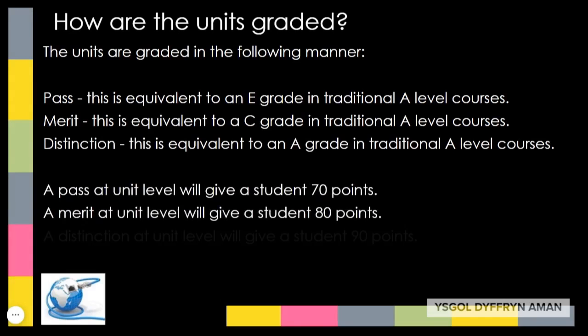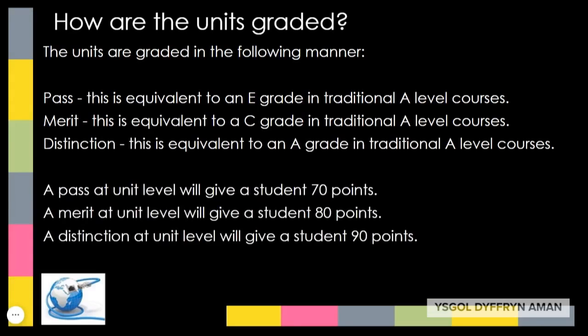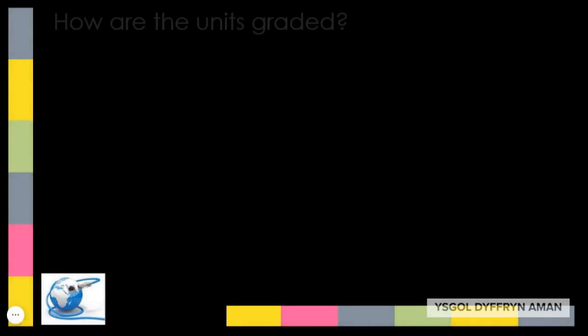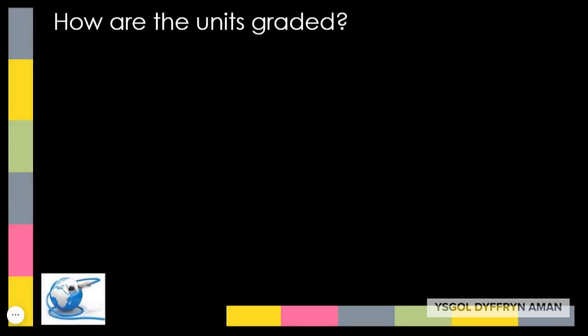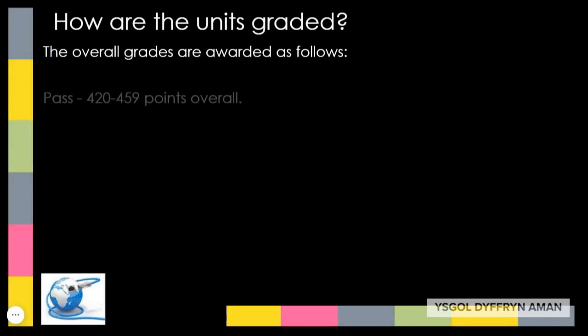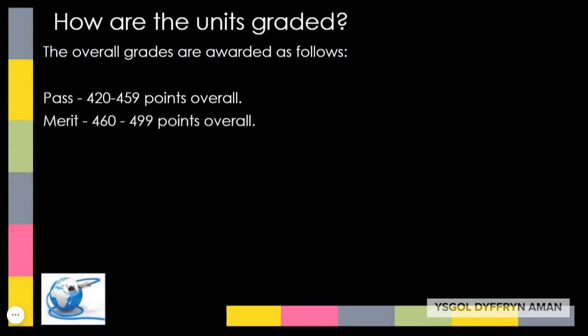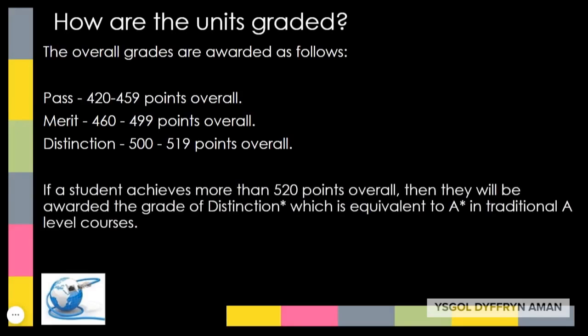Each of these units will give the students a number of points. A pass is given 70 points, a merit 80 points, and a distinction 90 points. At the end of the course, these points are then put together to give them their overall grade. At this point, it is possible to achieve a distinction star, which is equivalent to an A star in traditional A-level courses. If the student has gained more than 520 points, then the distinction star will be awarded.